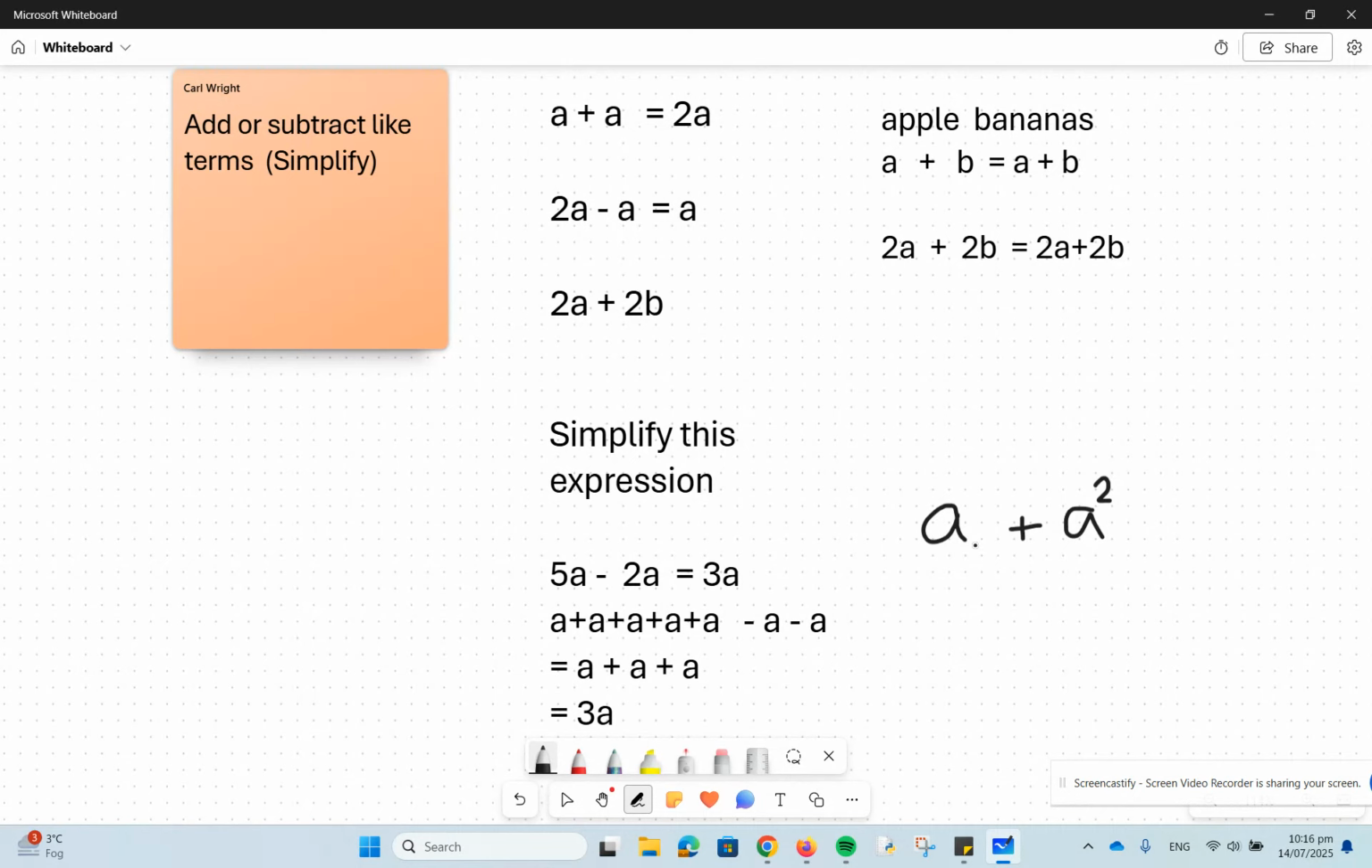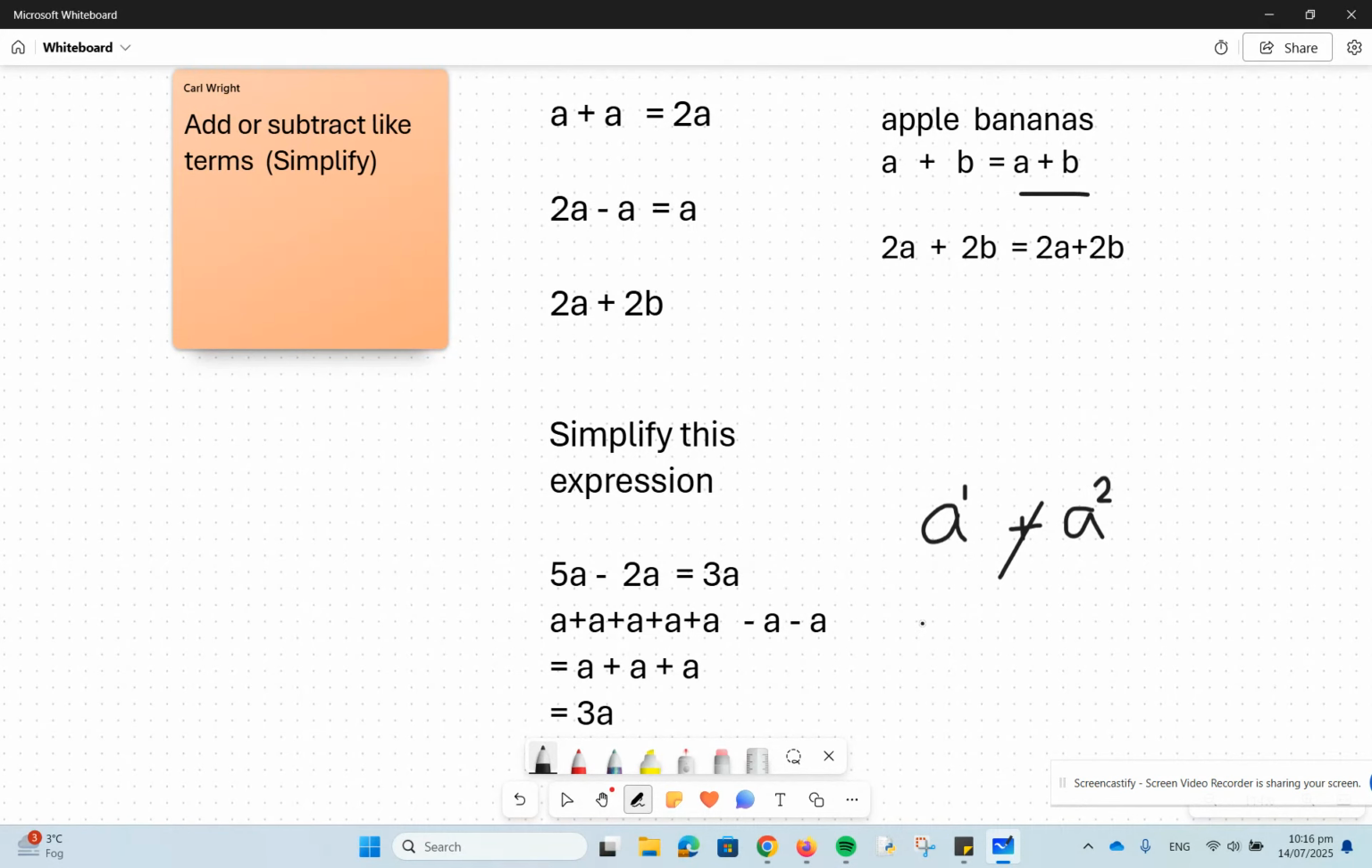All right, can I add them together? The letter's the same, tick, but the power to each letter is different. So can I add them? No, you can't. So your answer would be a plus a squared. Same as adding a plus b. You can't add them together. If the exponent, or power, or index, is different, then you can't add them.